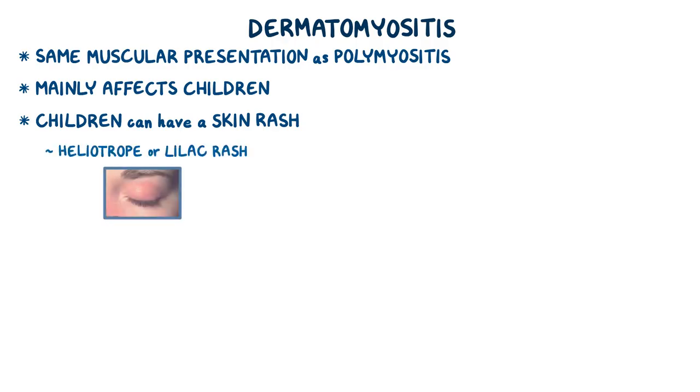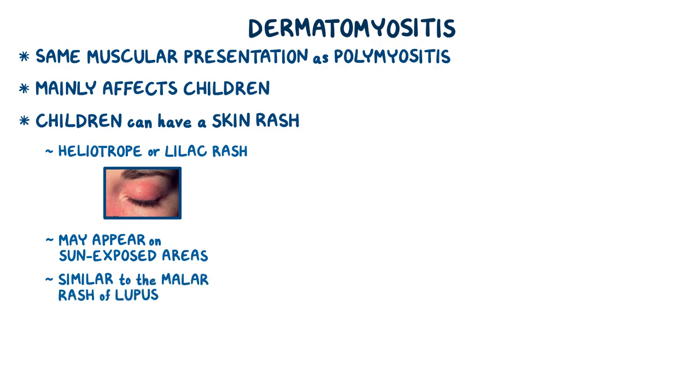Dermatomyositis has the same muscular presentation as polymyositis, but it mainly affects children. And in addition to muscle weakness, children can have a skin rash. One type of rash is the heliotrope or lilac rash, which is a pruritic purplish rash that can appear on or around the eyelids. A similar rash might appear on sun-exposed areas, like the chest, shoulders, or thighs. This rash is similar to the malar rash of individuals with lupus, but it typically extends beyond the nasolabial folds, which is a region that's usually spared in lupus.